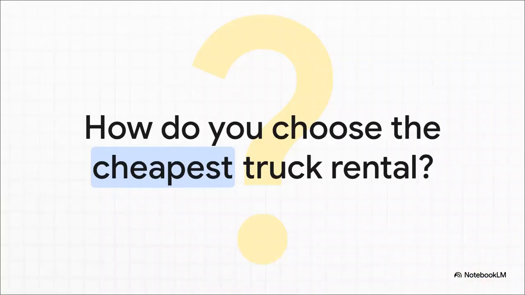Okay, picture this. You're moving, you need to rent a truck. You've got two options, Plan A and Plan B. One has a lower weekly fee, but it costs you more for every mile you drive. The other one's got a higher fee up front, but it's cheaper per mile. So, how in the world do you figure out which one is actually going to save you money?